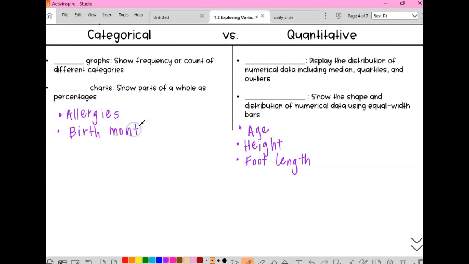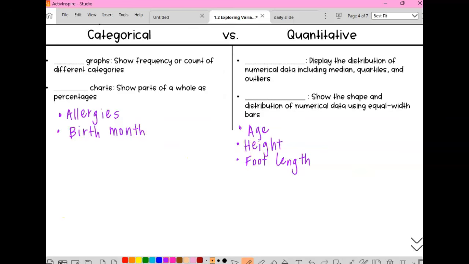Don't be alarmed. There are some of these that can be both, right? If I would have asked for your birth month in number form, 1, 2, 3, 4, 5, all the way to 12, then yeah, it would be quantitative because it's a number. But since I asked it in words, like categories, like months, then it's categorical. Okay.